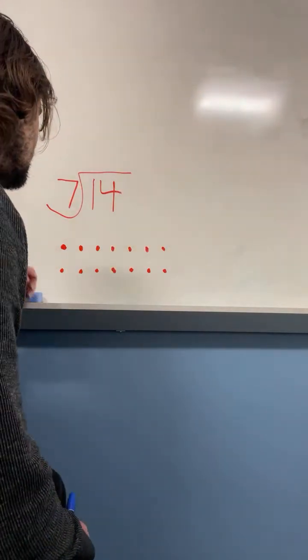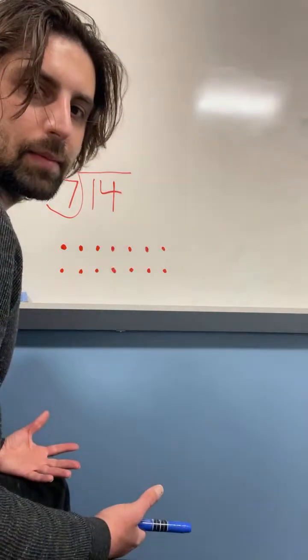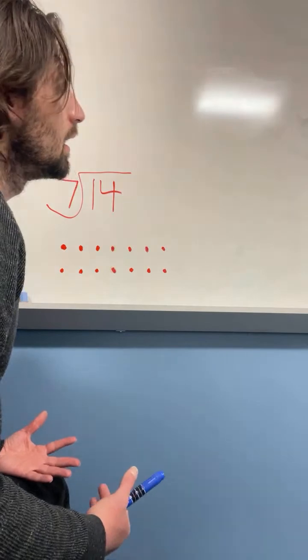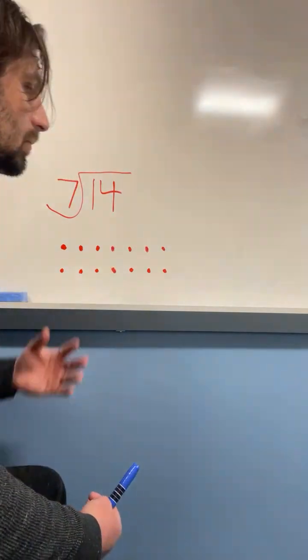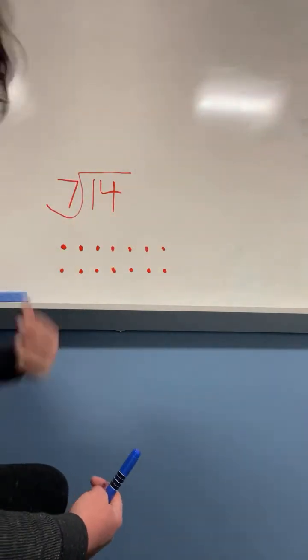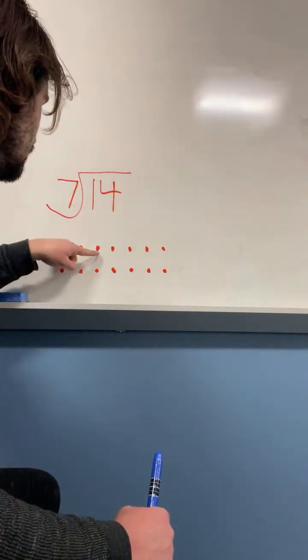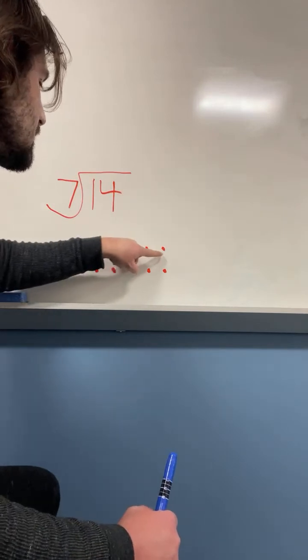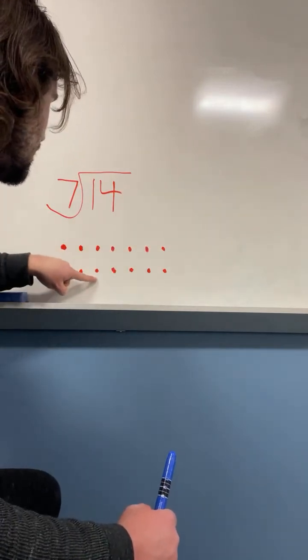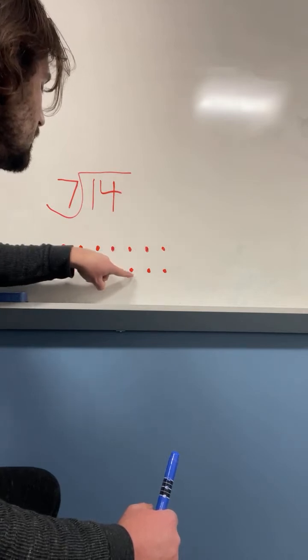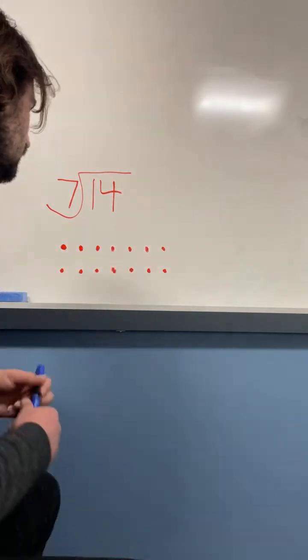Going to make sure that I have 7 in each row and I have 14 total. It's always good to recount and make sure you have the right number of dots, because if you have the wrong number of total dots or if you have the wrong number in each row, it could mess everything up. So 1, 2, 3, 4, 5, 6, 7, 8, 9, 10, 11, 12, 13, 14.